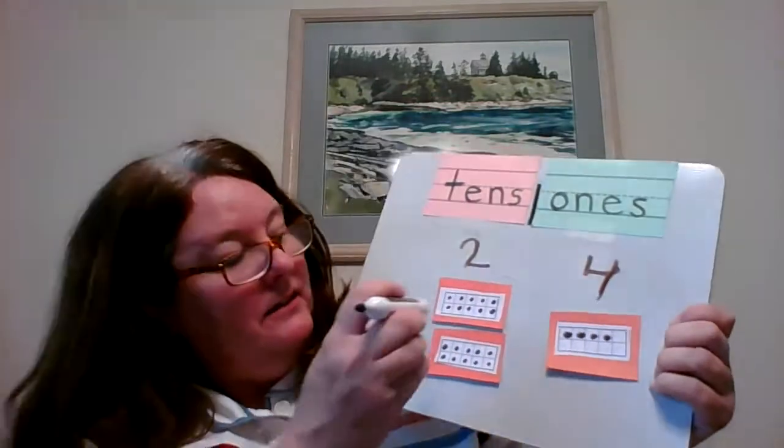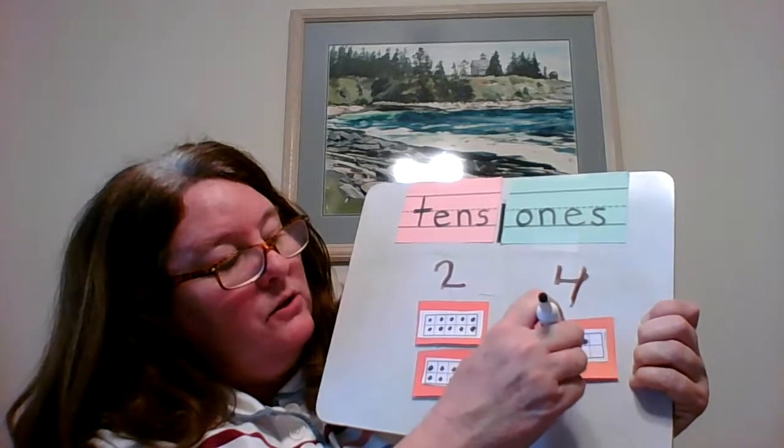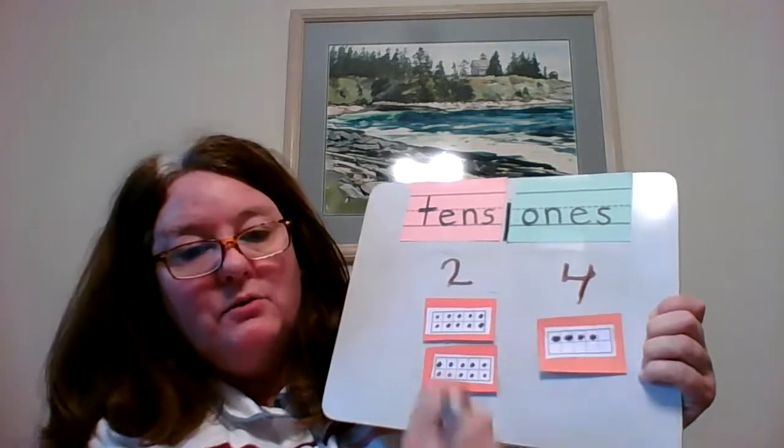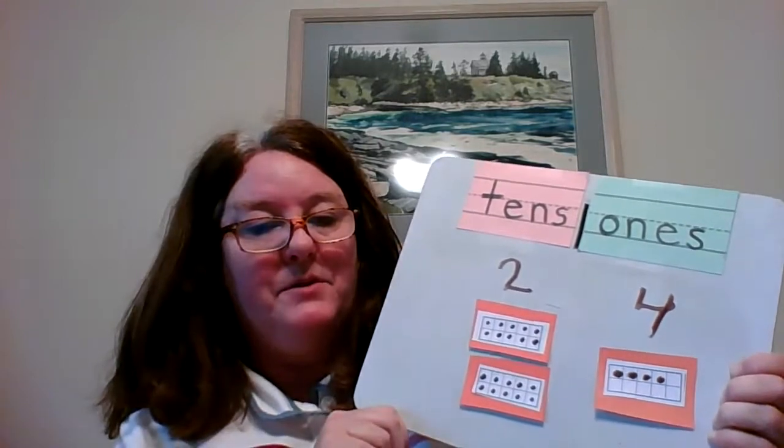So let's count it. We have 10, 20, 21, 22, 23, 24. And there's the number 24 using 10 frames. All righty, let's try another one. We'll try a couple more and then we're going to switch it and I'll give you the 10 frames and you'll tell me the number.